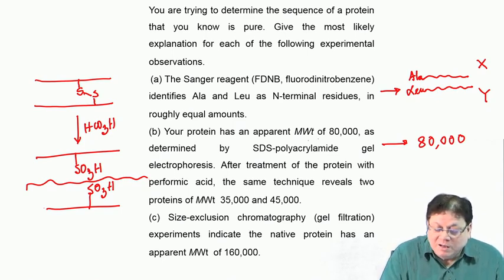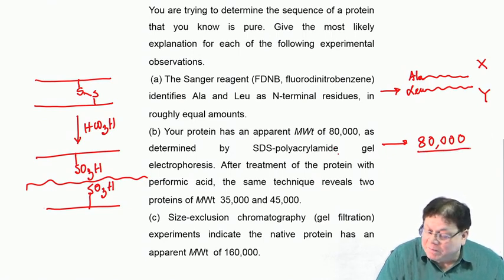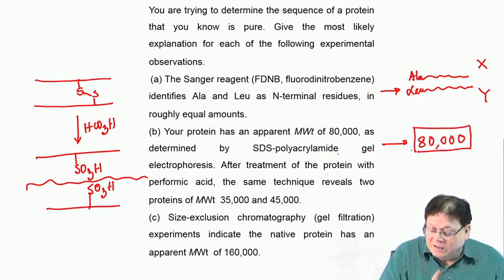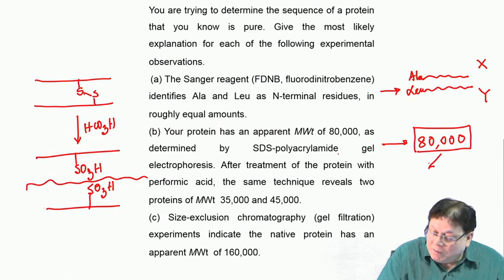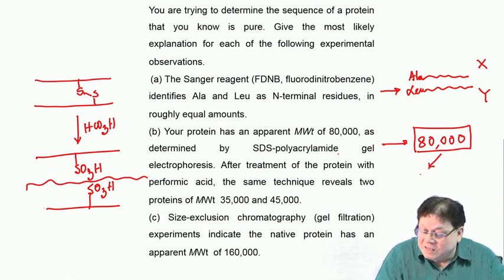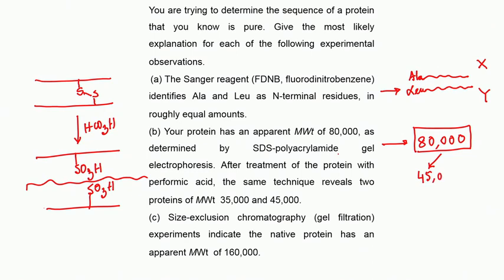So, when you did the SDS-PAGE, at that time you get only one band, 80,000, okay? That is the denatured protein, but when you did it with performic acid, then you see that this is actually made up of two chains, one is 45,000 and the other is 35,000. These are the molecular weights. That means, your X chain, suppose X is 45, then Y is 35 or vice versa. So, now you have a rough estimate that after performic acid treatment you get these two bands.